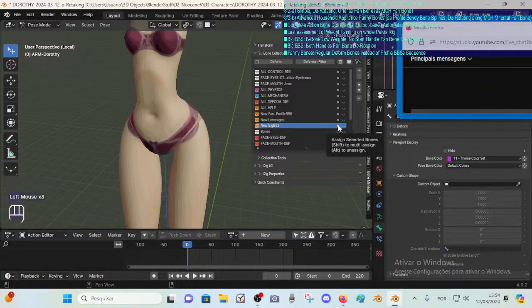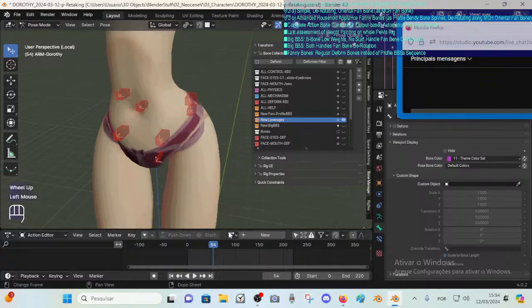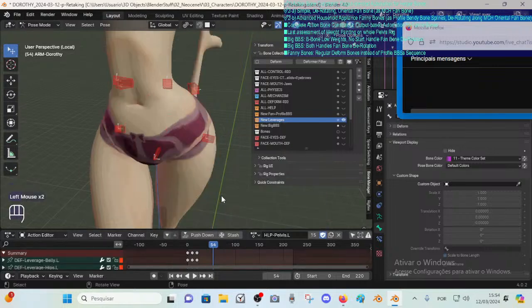Alright, so then why is there this, okay, I'm not sure what is the assign selected bone shift, assign, okay, this is annoying me. I'm not sure what is, oh, it's a button to assign, right? So maybe that's it.